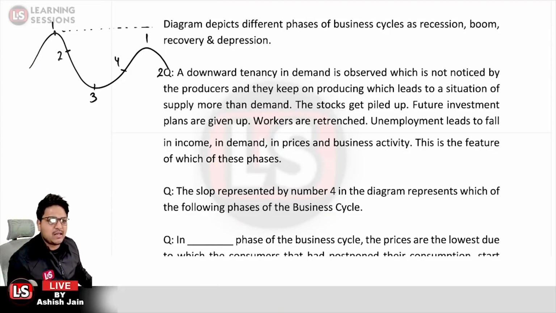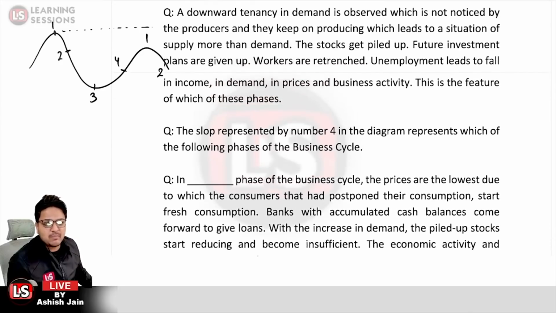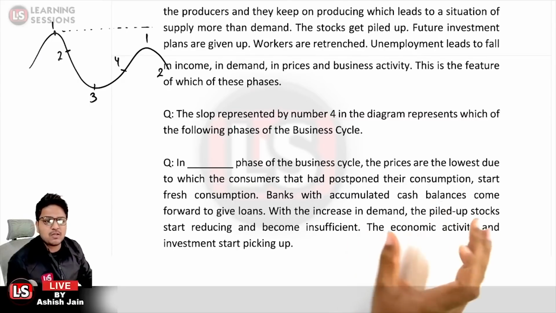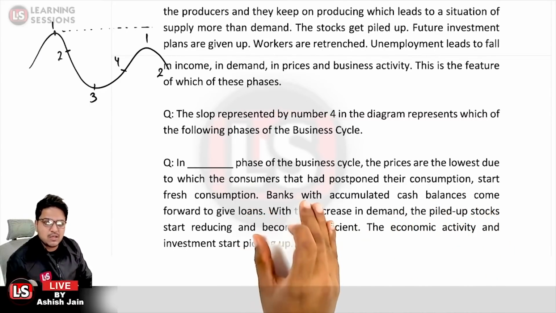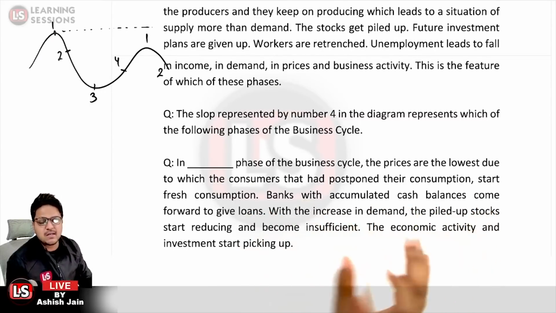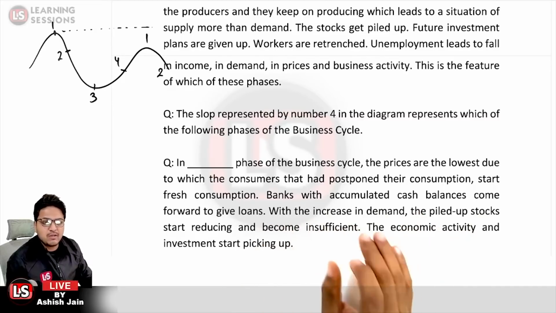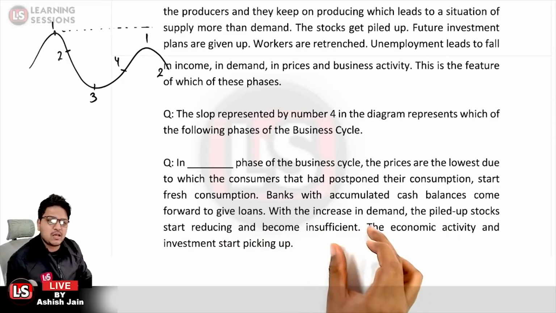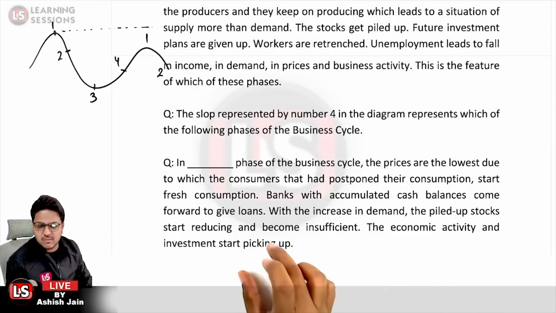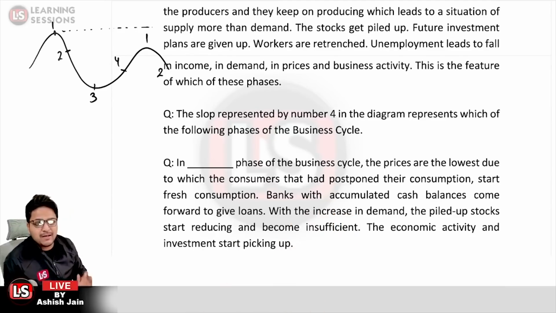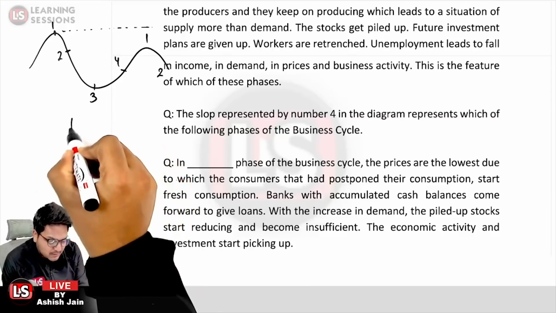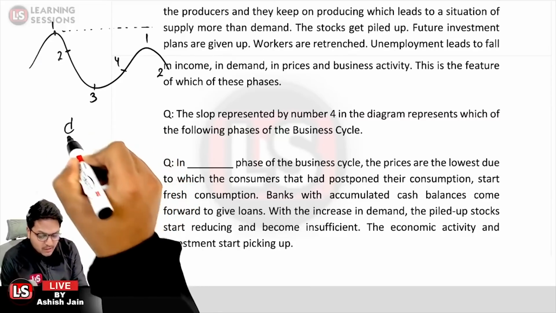Third question: in which phase of the business cycle are the prices at the lowest, due to which the consumers that had postponed their consumption start fresh consumption? Banks accumulated with cash balances come forward to give loans at a lower interest rate. With the increase in demand, the piled up stocks start reducing and become insufficient, and economic activity and investments start picking up. That is related to the recovery phase itself, where the prices are at the lowest, because when there is depression there is almost negligible demand.